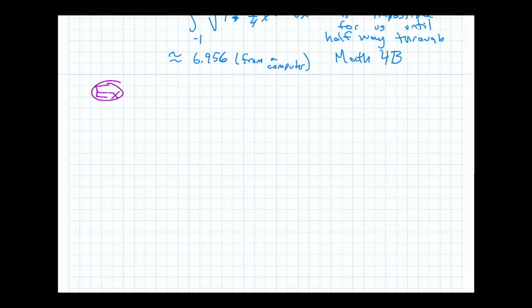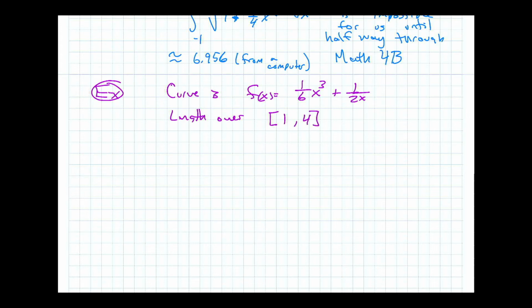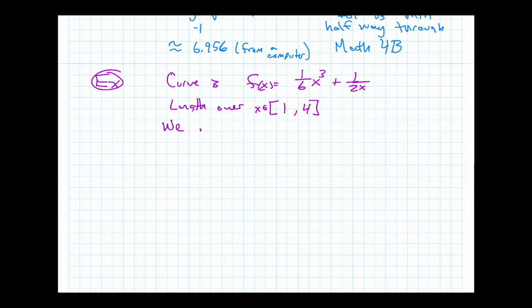So in this one, we have a curve. The curve is f of x equals 1/6 x cubed plus 1/2x. And then our interval, we want the length over, I'm not writing it the way they did, 1 to 4. That's for the x. Okay, there you go. And they want, we need the actual length as an exact number. So we do actually have to do this integral.